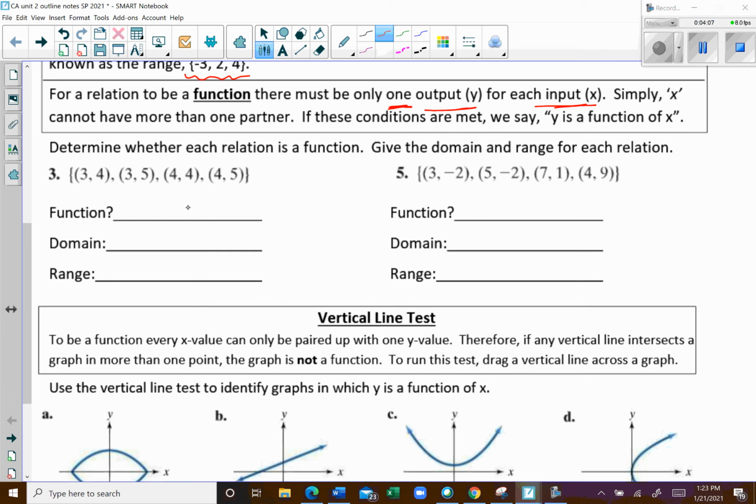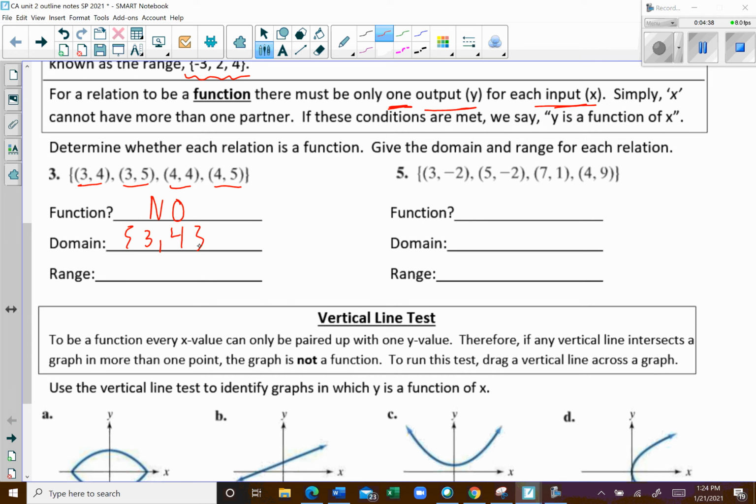So first question, is it a function? And the answer is going to be no. The reason why is because x has two different pairs right there. When x is 3, we're getting two different results back, and so that means it's not a function. It's still a relation, but it's not a function. And we have the same problem right here with 4 pairing up with two different results, so it's not a function. The domain here is going to be 3 and 4.